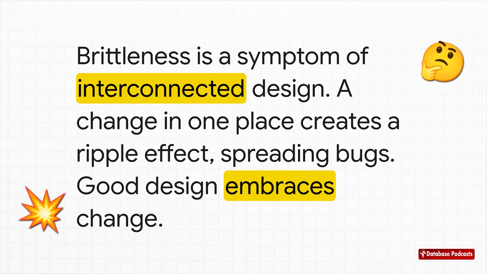When parts of your code are all tangled up and too tightly connected, one change can create this massive ripple effect, spreading bugs all through the system. But here's the good news. It really doesn't have to be this way. If you follow a few key principles, you can build software that actually embraces change instead of shattering from it.